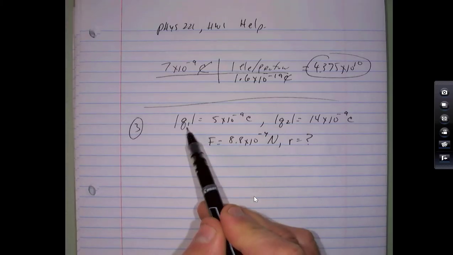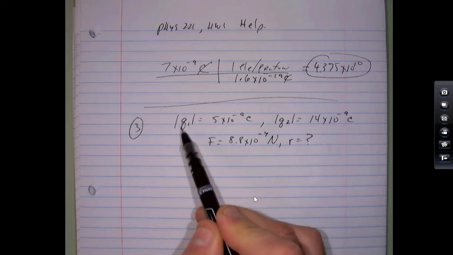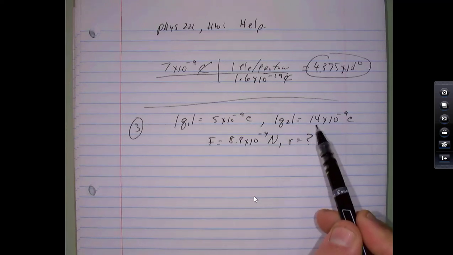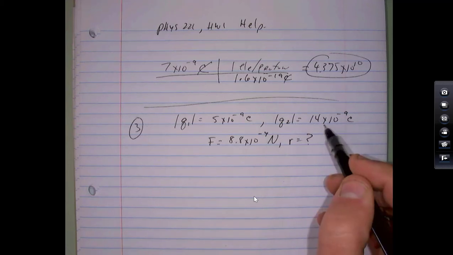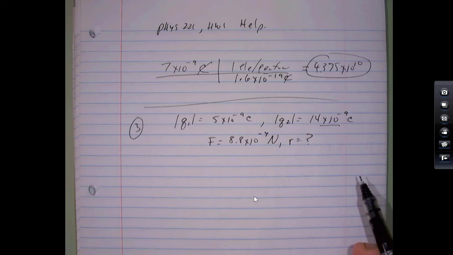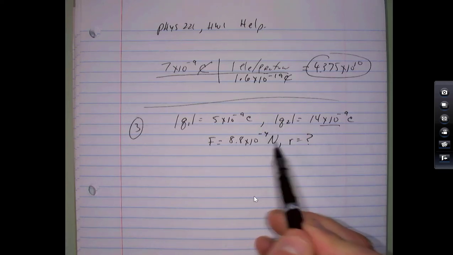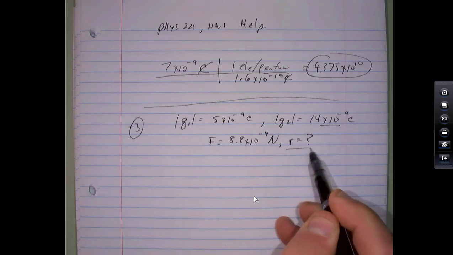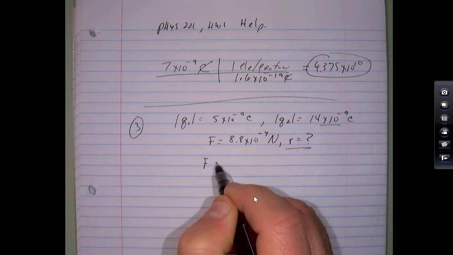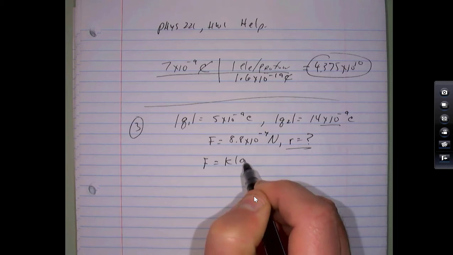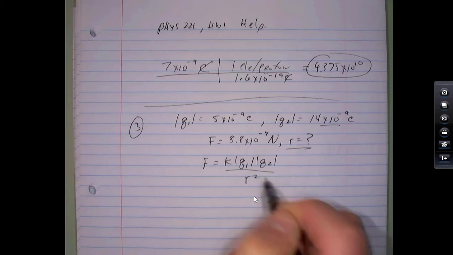Okay, so one of the charges is 5 times 10 to the minus ninth because it's 5 nanocoulombs, and that's the magnitude of it. The other magnitude of charge is 14 nanocoulombs. Don't forget that means times 10 to the minus ninth coulombs. The repulsive force is 8.8 times 10 to the minus fourth newtons. How far apart are they? So I'm writing down everything that I know. If you have charged particles, this is the formula for the force between them. Okay, and K is a constant.